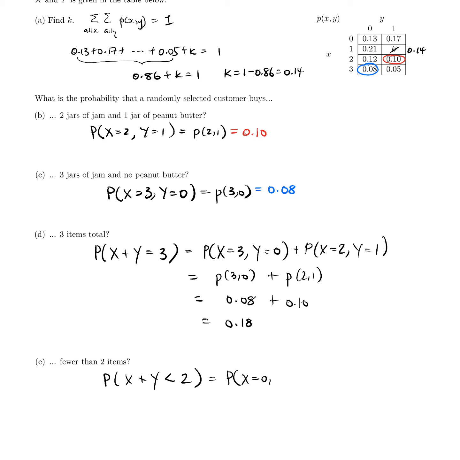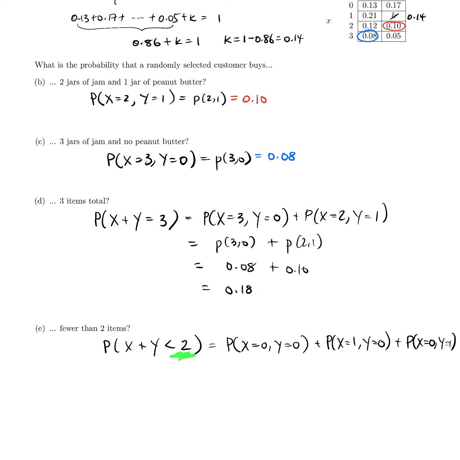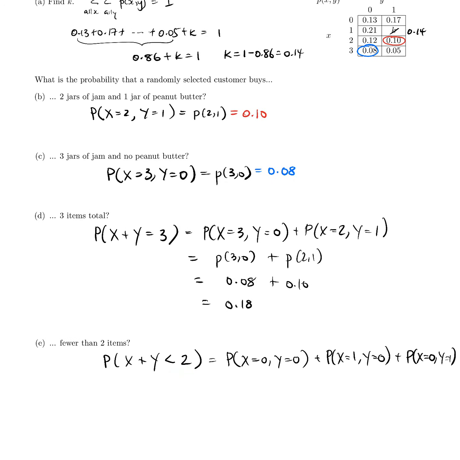Well, obviously a customer can come in and decide that, oops, they forgot their wallet at home, they're not buying anything, and so X is 0, Y is 0. We could have the customer buy 1 jar of jam and no peanut butter, or the other way around, 1 jar of peanut butter but no jam. And so those are the only 3 possibilities. If we go up any further, then we have a value of 2, and that means the total will not be less than 2. So we're going to look at those 3 values in the table: 0, 0, 1, 0, and 0, 1. We're going to add up those 3 values.